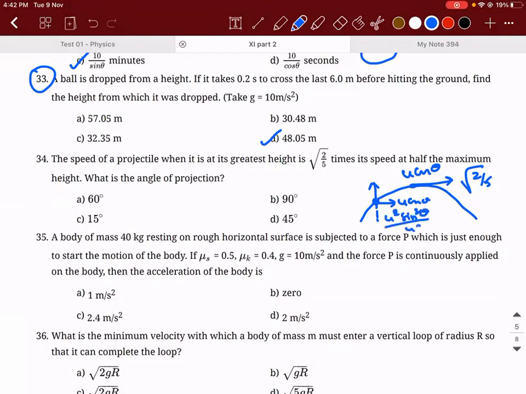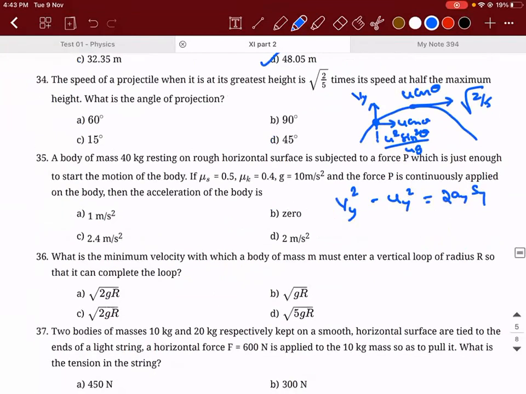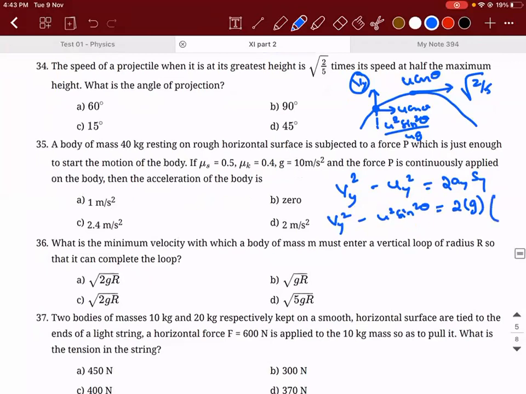So this height is u square sine square theta by 4g, correct? Because that is half of the maximum height. So velocity along y direction, vy square minus uy square is equal to 2 into ay into sy. So vy square, the velocity at this point which you need to find, minus u square sine square theta is equal to 2 into acceleration due to gravity, which is minus g, and the displacement of the object is u square sine square theta divided by 4g.